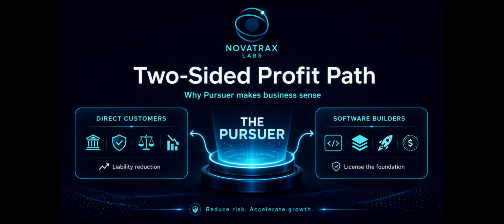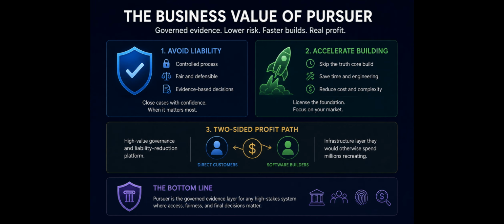So the profit path is two-sided. For direct customers, the Pursuer is a high-value governance and liability reduction platform. For software developers, it's the infrastructure layer they would otherwise spend millions recreating. That is the business value. The Pursuer isn't just a tool for a single cyber demo. It is the governed evidence layer for any high-stakes system where access, fairness, and final decisions matter.